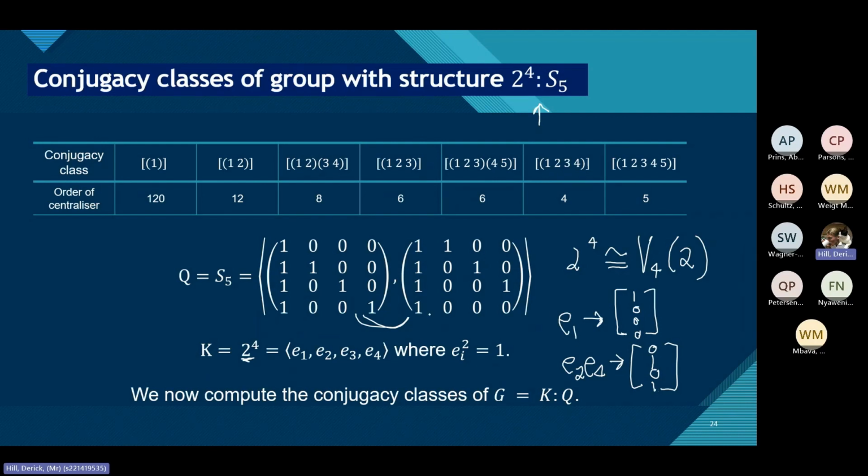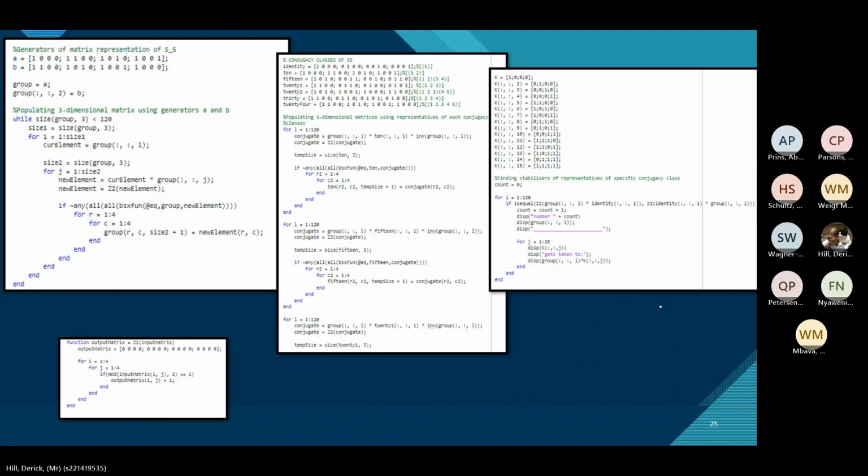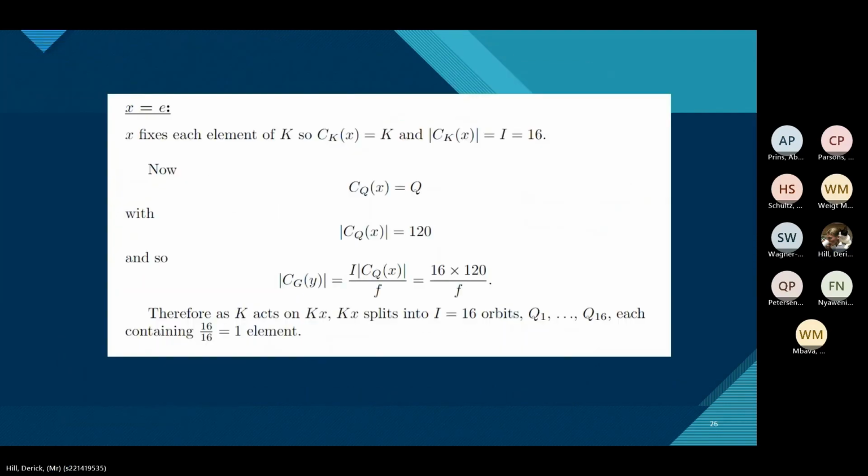And what this allows us to do is use the natural action of a matrix on a vector by multiplying one of these 4x4 matrices by this vector, and we get another vector out. So that natural action is basically the theta that our semi-direct product realizes. So let's start. The first thing we have to do is choose a representative from each conjugacy class.